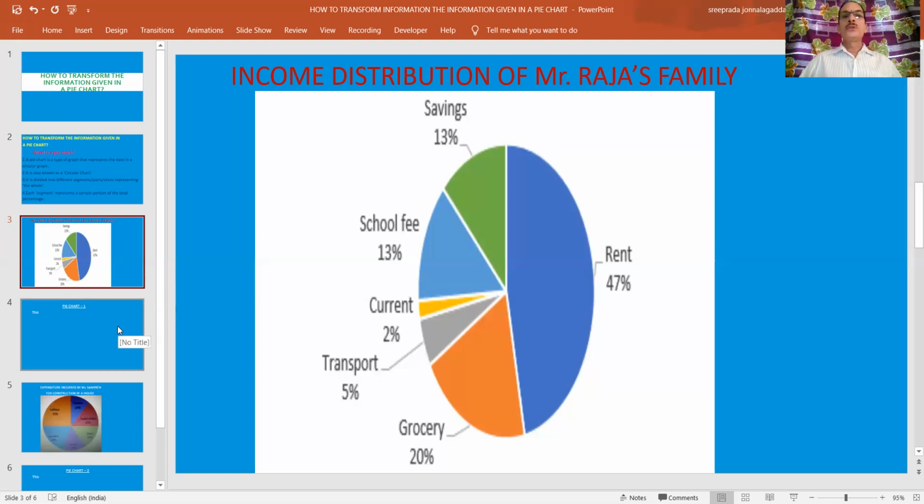Now let us try to change the information given here in the form of a paragraph. First of all, if you look at this one, different items are there: rent, grocery, transport, current, school fee, savings. So these are the different segments given in this pie chart. What we have to do is change the information given here into verbal form, that means into the form of a paragraph. Now let us go. Rent. What is the highest percentage allotted for rent here? 47%.